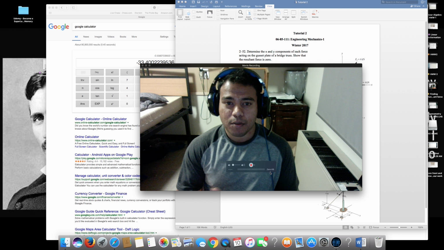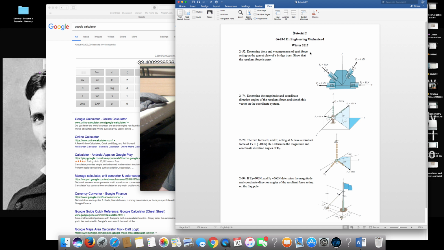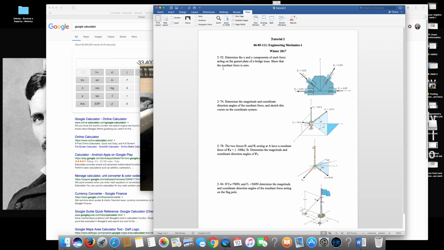Interesting question to solve from mechanics. Let's do it one by one. So the first question is asking, determine the x and y components of each force acting on the gusset plate of a bridge truss. Show that the resultant force is zero.